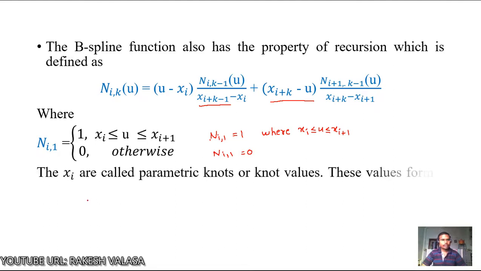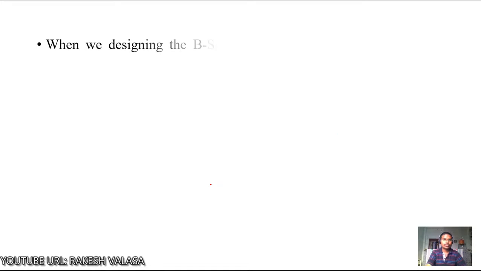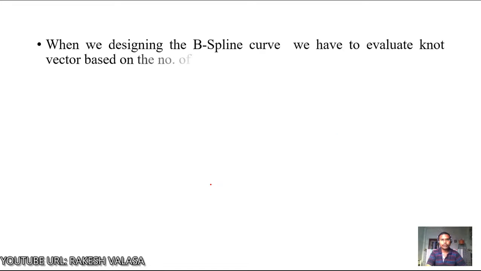Here xi are called parametric knots or knot values. This is a very important term. These values form a sequence of non-decreasing integers called the knot vector. When designing the b-spline curve, we have to evaluate the knot vector based on the number of control points and the order of the curve.